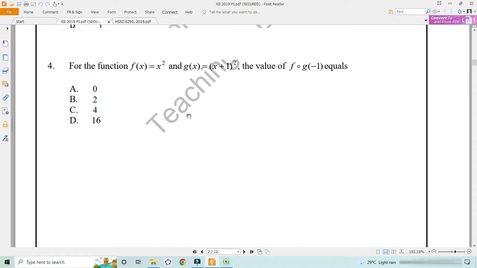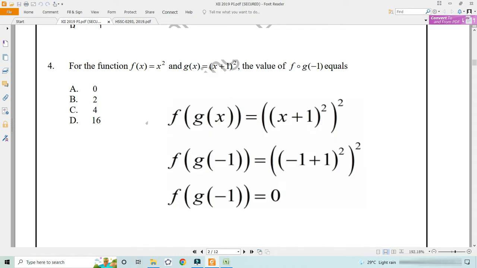In MCQ number 4, we have to find f of g of -1 for the given function f of x and g of x. तो हमने सबसे पहले f of g of x फाइंड किया by putting x plus 1 whole square in x square, then simplifying, and we put x equal to -1, and finally the answer is 0.